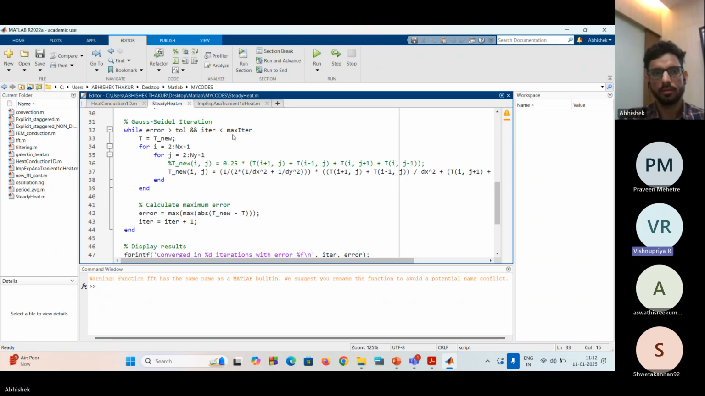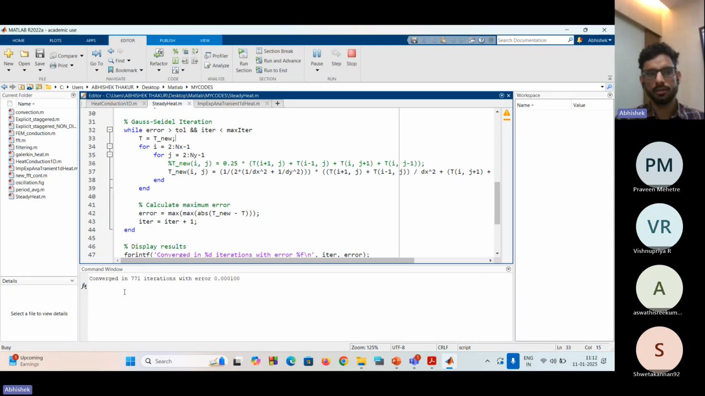Yeah. That's why yesterday, like you said, within 26, we got the result within the tolerance. Yes. Okay. So I'll run this and it will show you that it converged in 771 iterations.